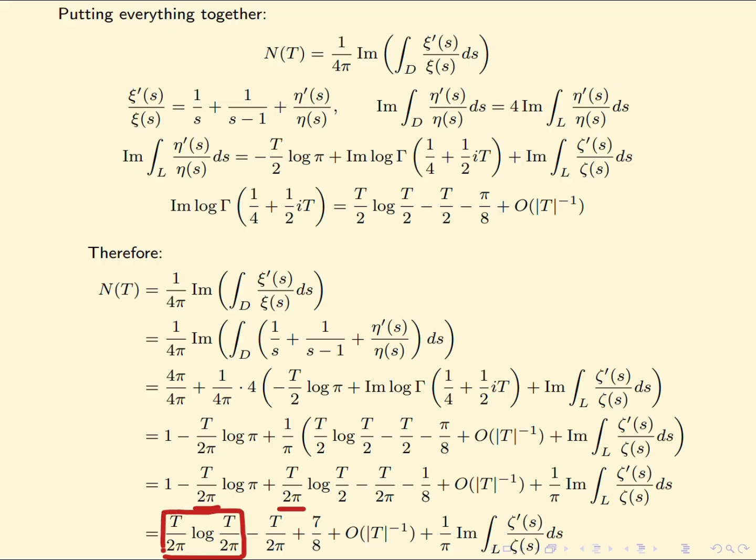So this term is just the sum of these two terms using the property of log. And then I still have the t over 2 pi here, then the 1 all the way out here. So there's still a 1, and then minus 1/8 becomes the 7/8. And then the O of t to the minus 1 stays the same, and this 1 over pi times the imaginary part of zeta remains the same.